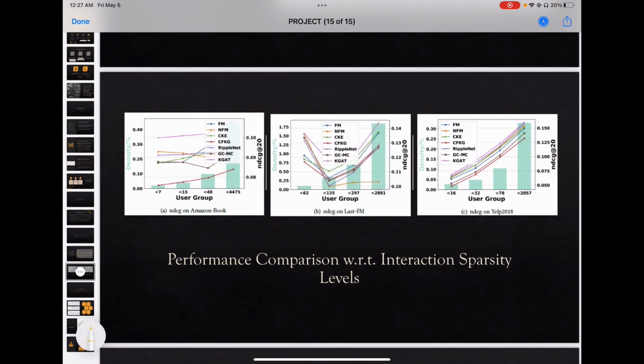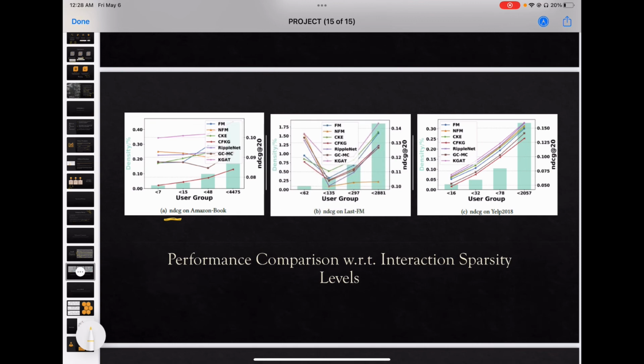In these figures, the results with respect to the NDCG protocol on different user groups are given for all three datasets. Taking the Amazon Book data as an example, the interaction numbers per user are divided into different groups so that the different groups have the same total interactions. This is done on the test set.